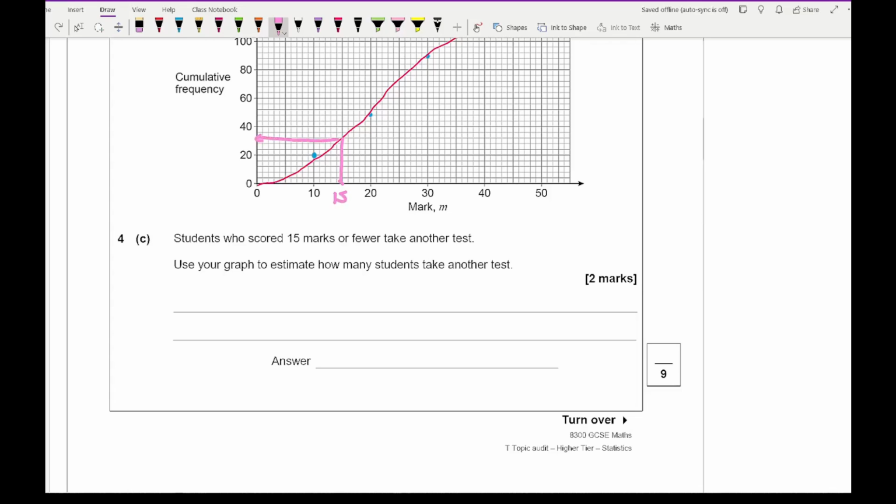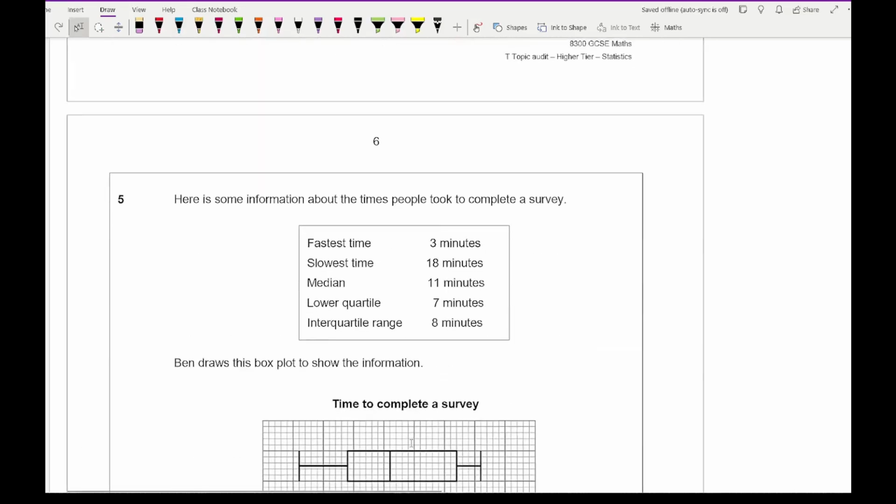And I would say any answer roughly around 30, but generally speaking, they would accept whatever your answer is from your cumulative frequency from 15, and make sure you're drawing your lines and using a ruler. But I get that value there. So I've written roughly 30, but again, as long as you've drawn your lines on your cumulative frequency diagram, you'll be fine to get the full marks for that question.